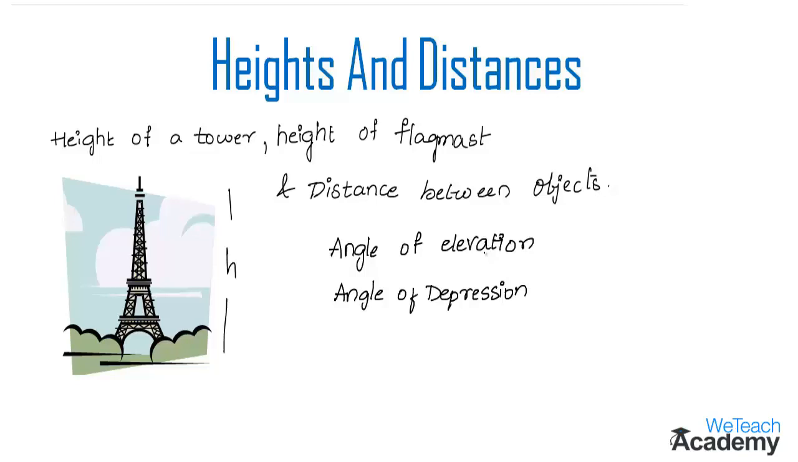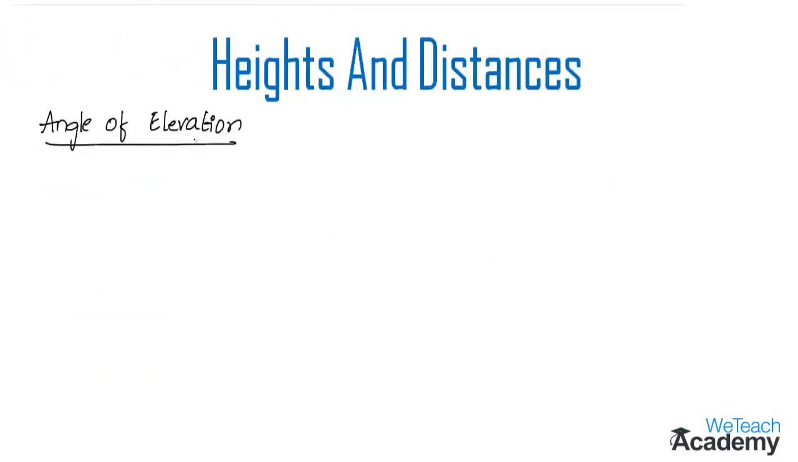First, let me explain angle of elevation. Angle of elevation is the angle formed when an observer observes an object at a higher level than the eye. The angle which is formed between the line of sight and the horizontal line is said to be the angle of elevation.